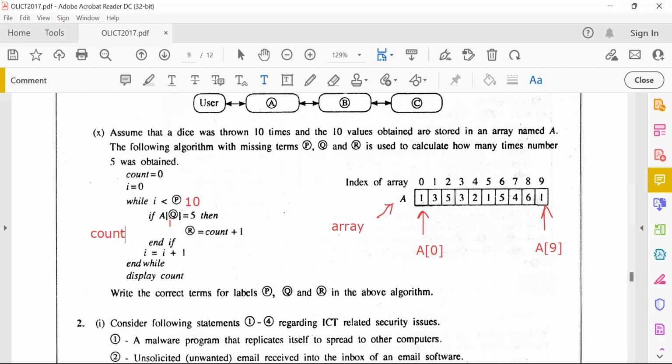Okay. So let's move to the next one then. So we can see P is 10, Q is I, R is count. Right? So that's the answer for the 10th one. So with that one, we finish the first question. Let's move to the second question, part 1.